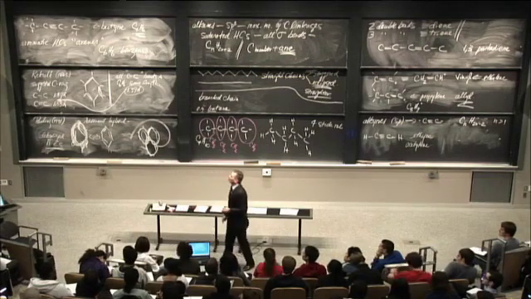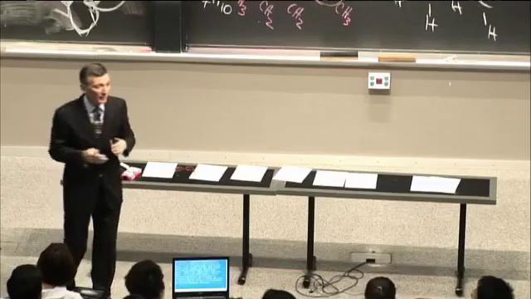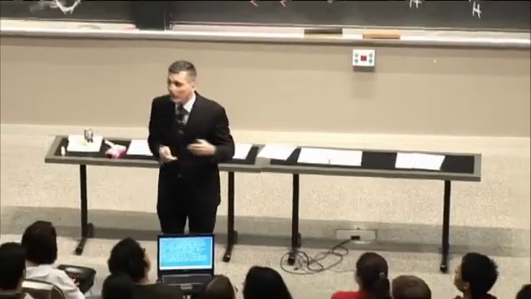Now let's talk about Kekulé. He studied architecture, switched to chemistry, and then he got a job in London, and he used to fall asleep on the bus to his apartment. One day he woke up after dreaming about carbon forming chains, and in 1855 he proposed carbon chains.